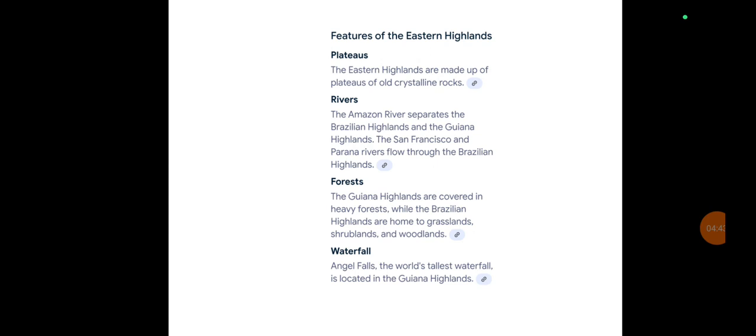Number 1. Plateaus. The Eastern Highlands are made up of plateaus of old crystalline rocks. Rivers. The Amazon River separates the Brazilian Highlands and the Guiana Highlands. The San Francisco and the Parana rivers flow through the Brazilian Highlands. Forest. The Guiana Highlands are covered in heavy forest while the Brazilian Highlands are home to grassland, shrublands and woodlands. Waterfall. Angel Falls, the world's tallest waterfall, is located in the Guiana Highlands.